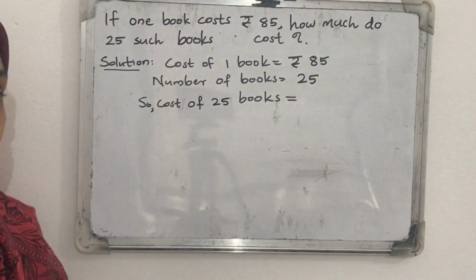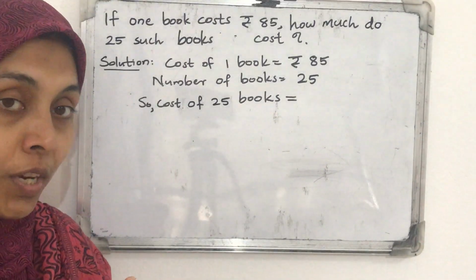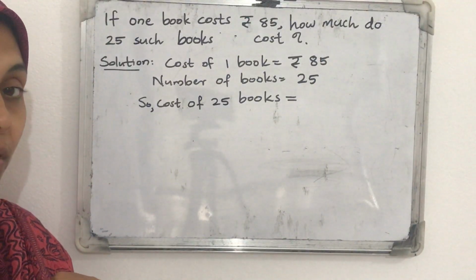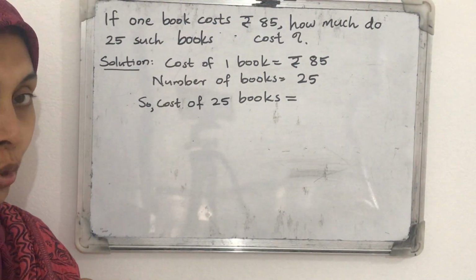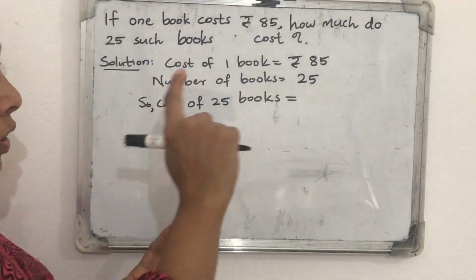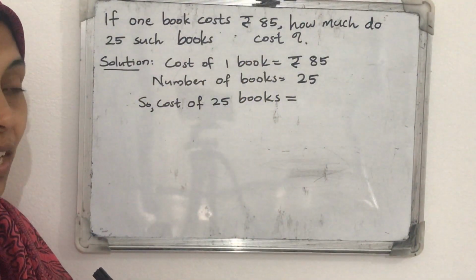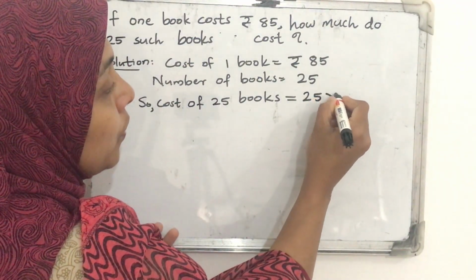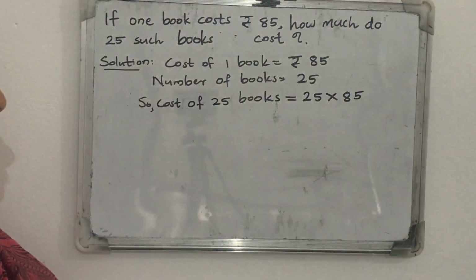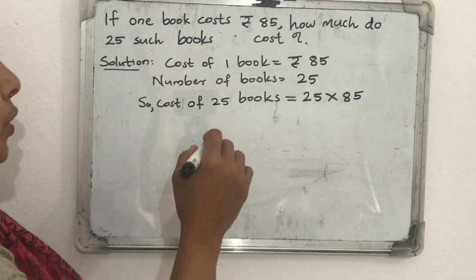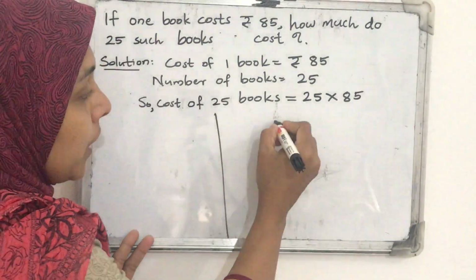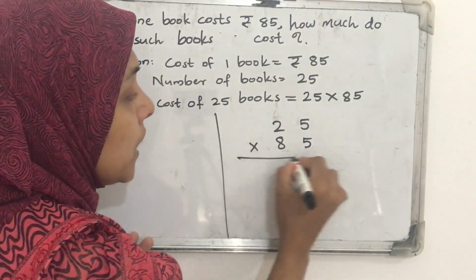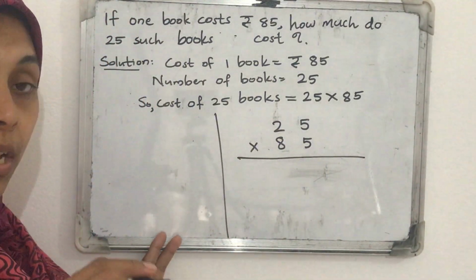How will we find it out? If the cost of one sweet is 2 rupees, what will be the cost of 10 sweets? How will we find it? 10 multiplied by 2. Okay, so just like here, the cost of one book is 85 rupees, so the cost of 25 books will be 25 into 85. So that multiplication we can do here. 25 multiplied by 85.